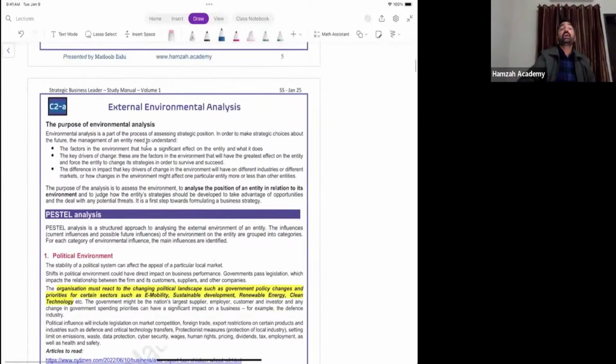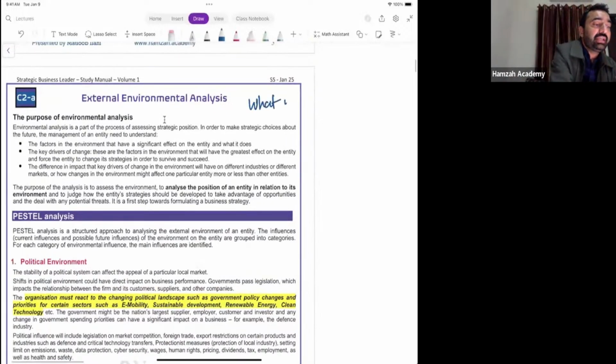Okay, I hope all this discussion helps you understand the basics of strategy and the topic of strategy. And now we are moving to our next topic, external environmental analysis. What is external environmental analysis and why is it important?